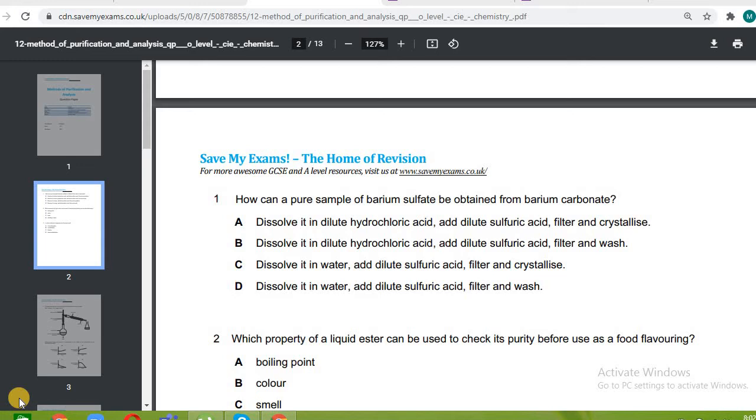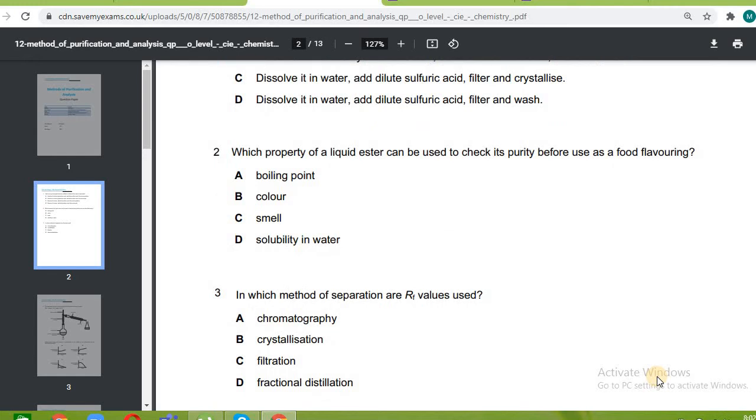The second question is, which property of the liquid esters can be used to check the purity before it is used as a flavoring? Before using as a food flavoring. So to check the purity, we know that a pure substance has a fixed melting and boiling point. So of course, just looking at the boiling point, we can say that the given substance is pure. So the answer should be alpha.